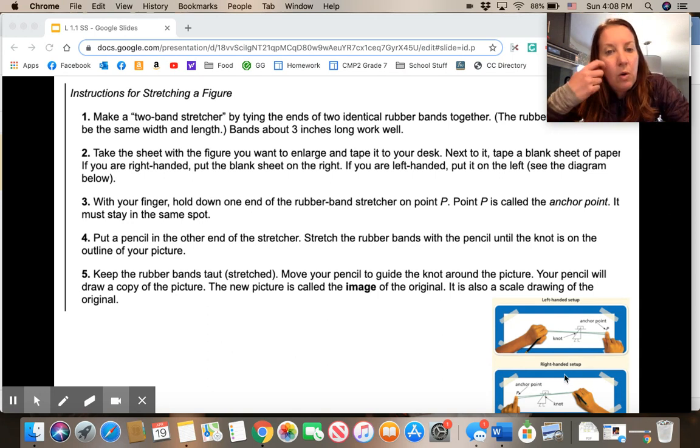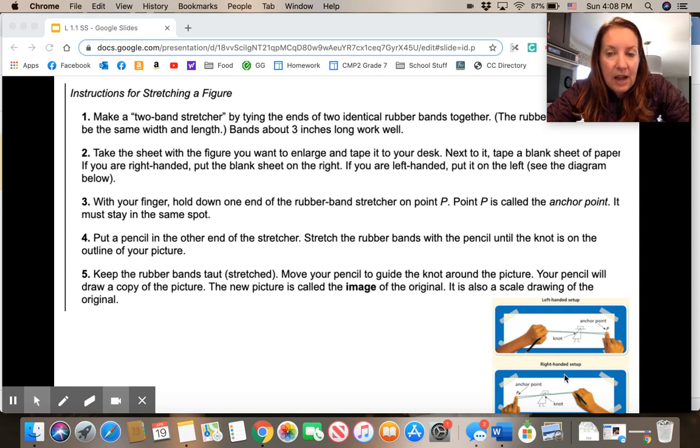With your finger, hold down one end of the rubber band stretcher on point P. Point P is called the anchor point. It must stay in the same spot. Put a pencil at the other end of the stretcher. Stretch the rubber bands with the pencil until the knot is on the outline of your picture. Keep the rubber bands taut, which means stretched.